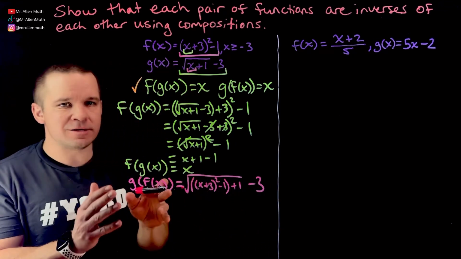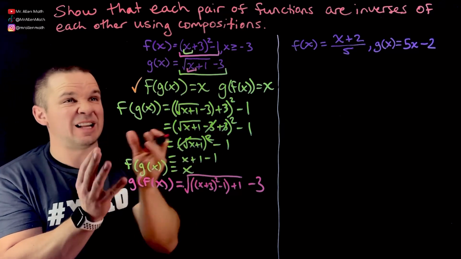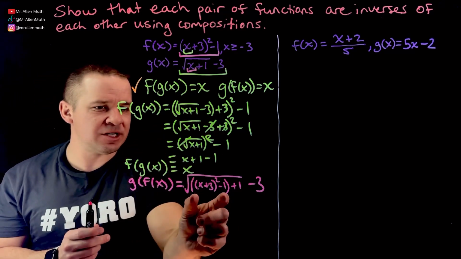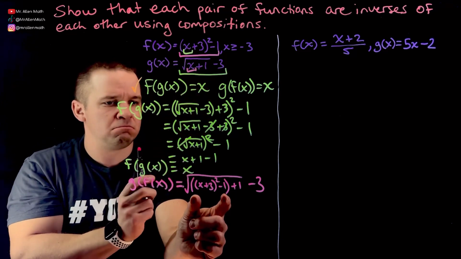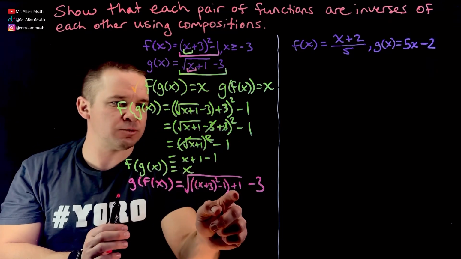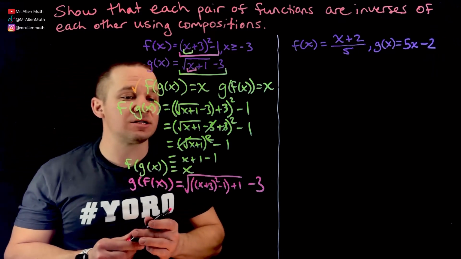It's easy to get lost in the sauce here when you're plugging in stuff for x and it's got a lot going on, so really double check. This is my whole quadratic that I had, x plus 3 squared minus 1. Cool, I like that. We still have the plus 1 present in the radical and the minus 3 outside. Excellent. Now let's clean this thing up.